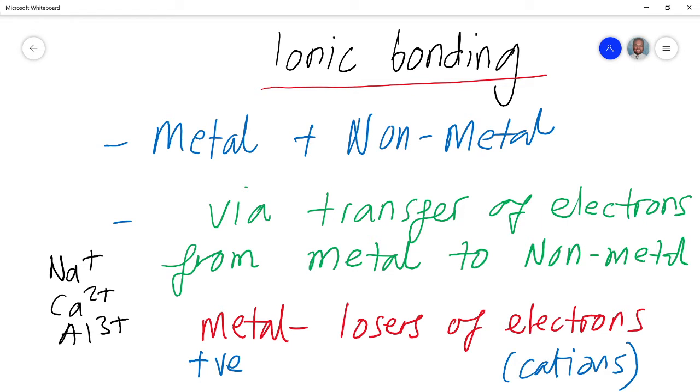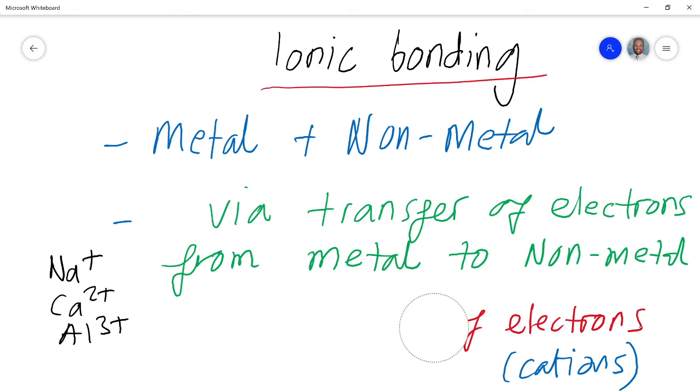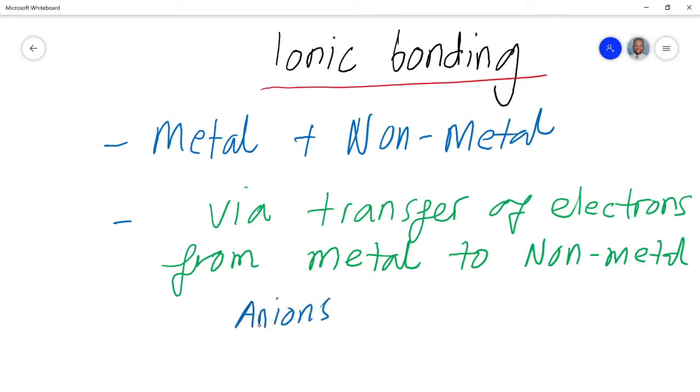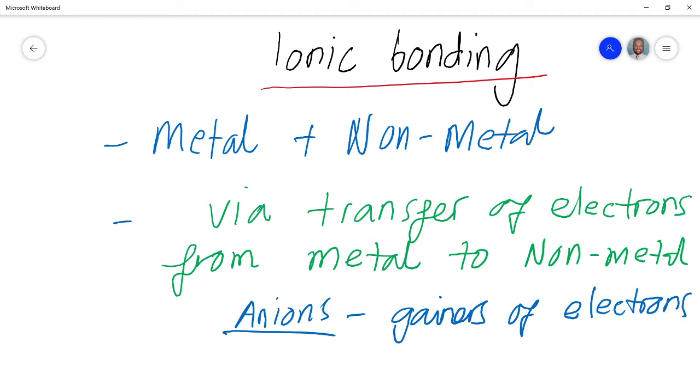They lose electrons. When you look at anions, let's look at the properties of anions in terms of their charge. Anions display the opposite effect to cations. They are gainers of electrons. In other words, they gain the electrons that the metals lose, and therefore they are anions and, as a result, are negatively charged.